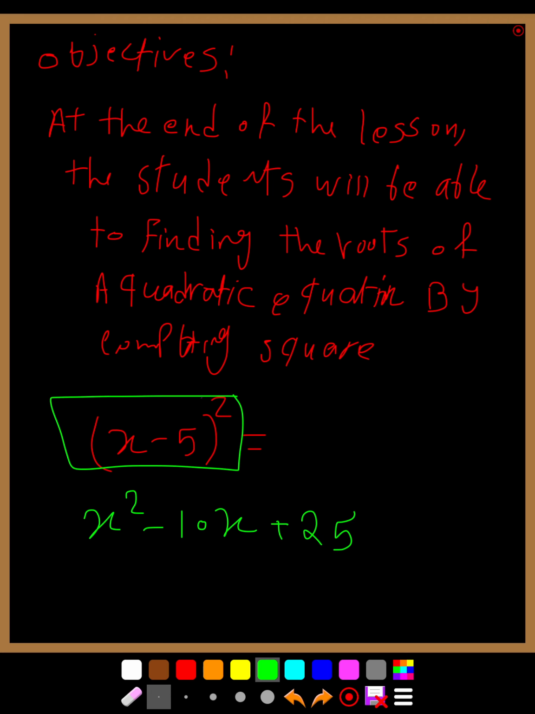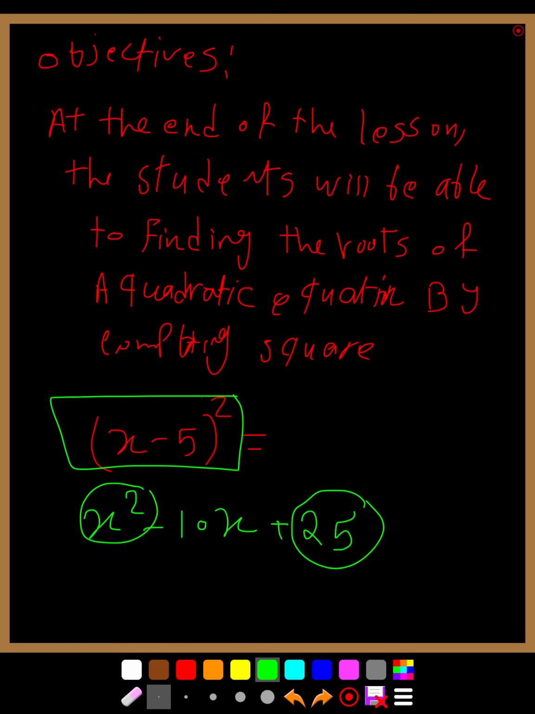Whenever you convert any quadratic expression to a perfect square, be sure the first term has a root and the third term has a root. Okay, that's good.